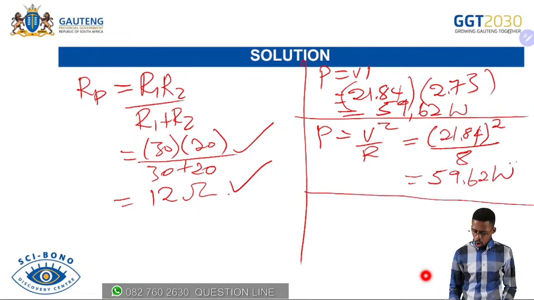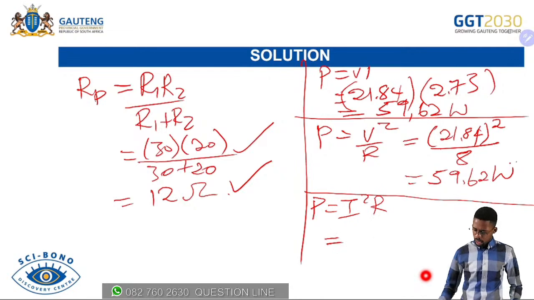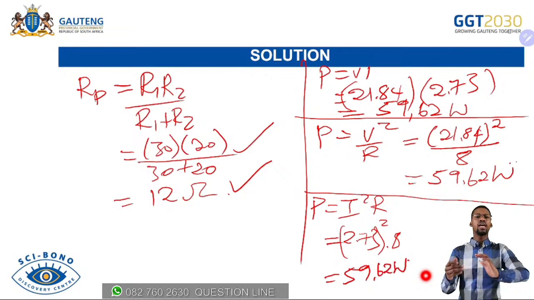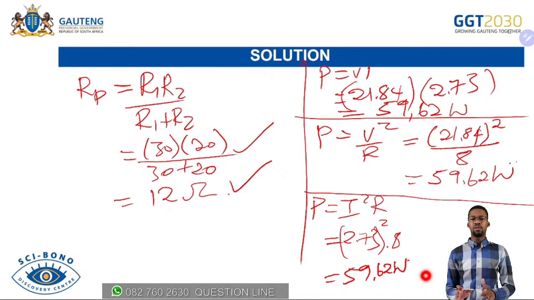Or you can calculate power by saying power is equal to I squared R. And what is your current? It's 2,73 squared multiplied by the 8 ohm resistor. And what will be your power? Let's look at it. 2,73 squared, then multiplied by 8, and your answer will be 59,62 watts. So any of these formulas is accepted. We need to be in a position to use whichever one suits what the scenario is giving us.